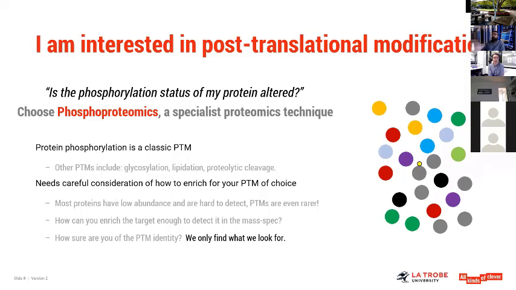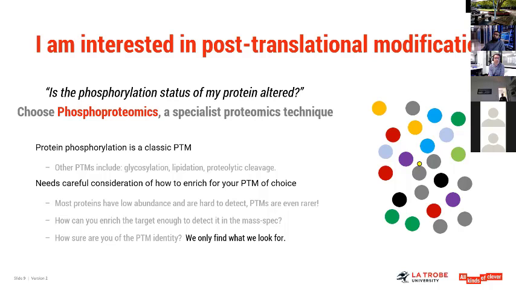Fourth example is someone who would be interested in post-translational modifications. We can definitely do that work, and in this case the most common post-translational modification studied is probably phosphoproteomics, where you're looking at phosphorylation of proteins by kinases, for example. There are other examples such as glycosylation, lipidation, or even just cleavage of a protein by proteolysis to activate it.